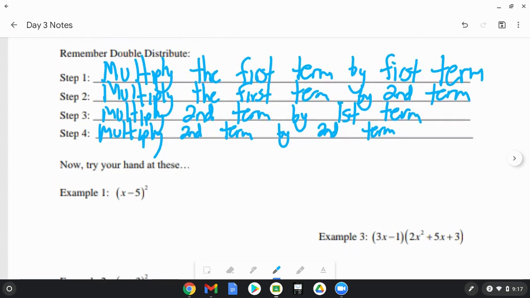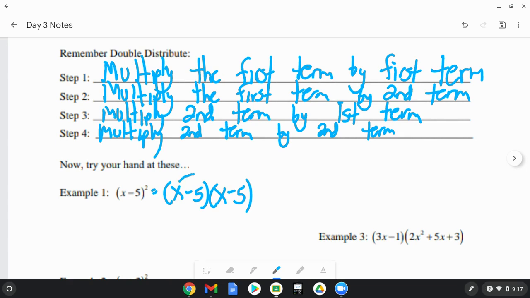So the first example says x minus 5 squared. Whenever I see something squared around a binomial, which means two terms, I have to write it 2 times. If I just try to square everything that's inside, it actually won't give me the correct answer because I get x squared plus 25, and that's actually not the correct answer. So once you write it twice, now we're going to double distribute.